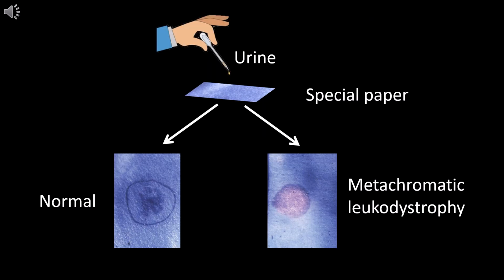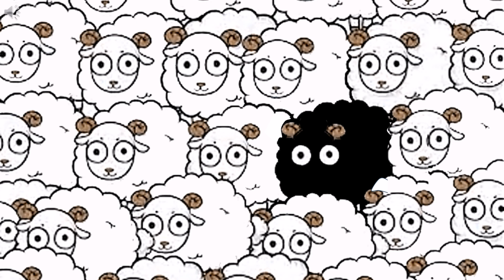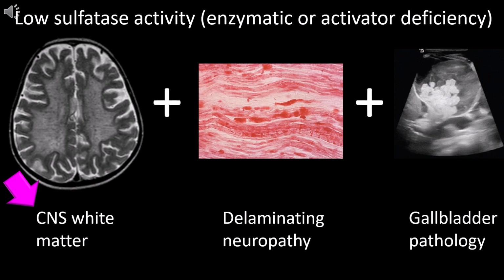Sulfatides are also excreted in the urine in patients with MLD. A few drops in special paper produce a very peculiar spot. The hallmarks of low sulfatase activity due to enzymatic or activator deficiencies are the association of white matter CNS findings, demyelinating neuropathy, and gallbladder involvement.